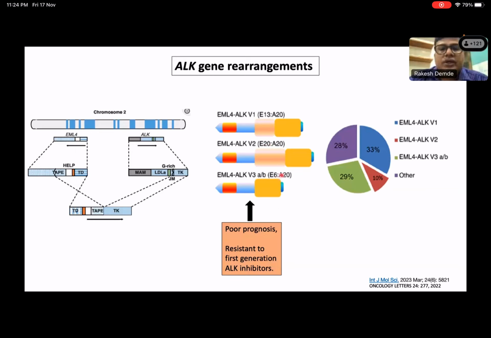Knowing the V3 type of fusion is important, because it has a poor prognosis and it is resistant to the first generation of ALK inhibitors. So in molecular testing, we can get this sub-level information which we cannot get from IHC of ALK and ROS. And we know V1 is the predominant type of fusion in non-small cell lung carcinoma, followed by V2 and V3. Whenever we get a V3 fusion, it has a poor prognosis and there is resistance to the first generation TKI.